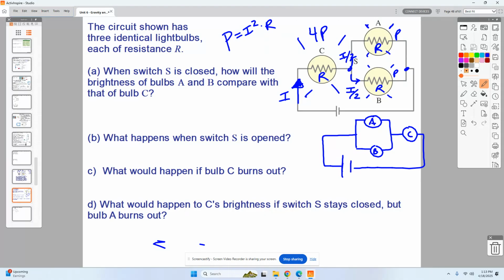brighter. And how do I know? Because it's getting twice the current. When I get twice the current, I get 4 times the amount of power being delivered from that I squared times R.